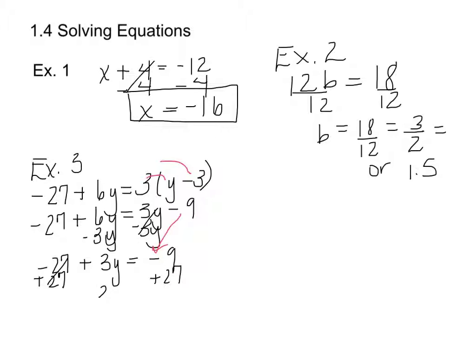And then I'm going to bring down the 3y. And now you have negative 9 plus positive 27. That's like you owed $9, but you paid 27, which means you get money back. So 27 minus 9, that means that you would get 18. And there we have 3 times y equals 18, so we would divide by 3. And y would be 6.